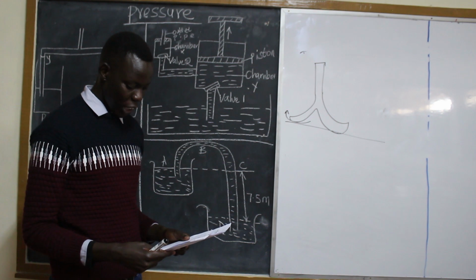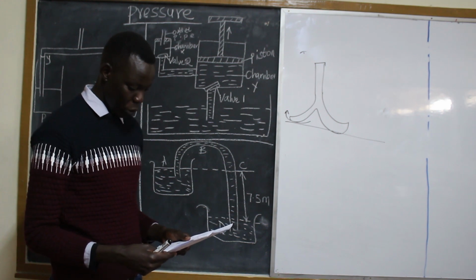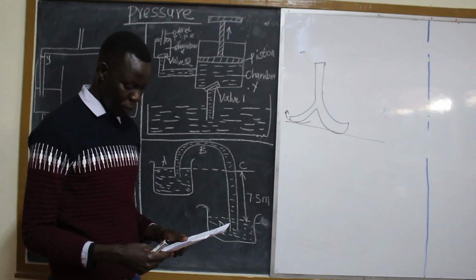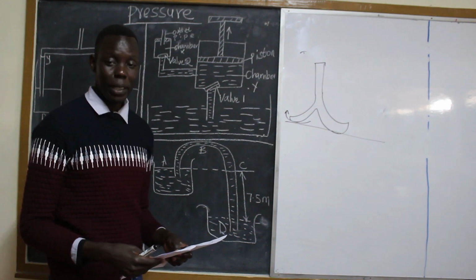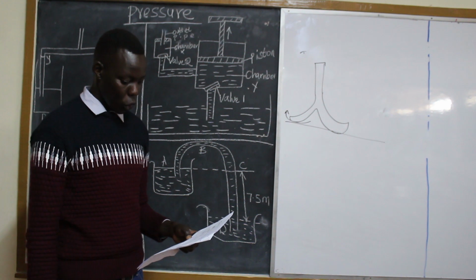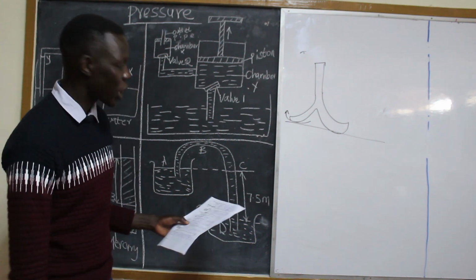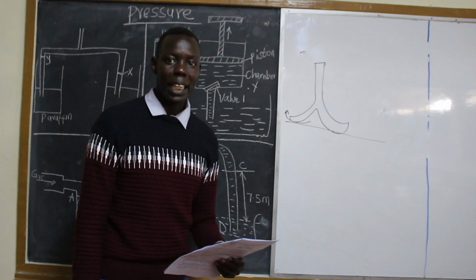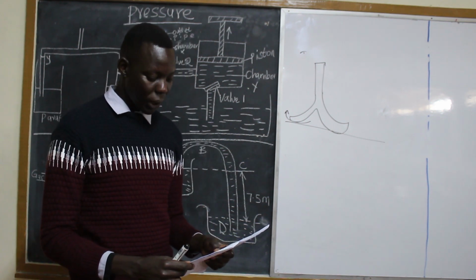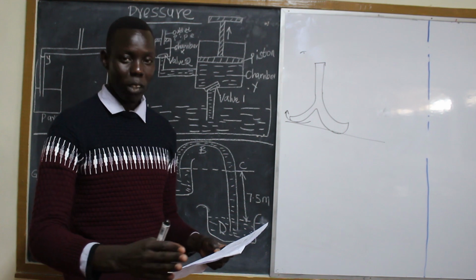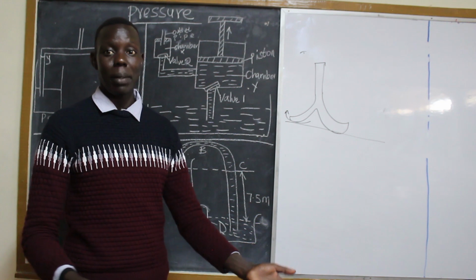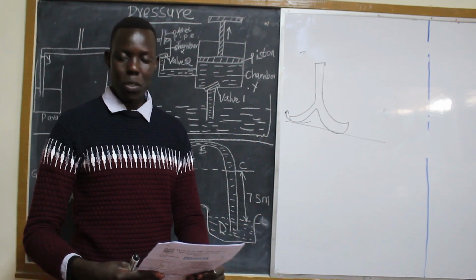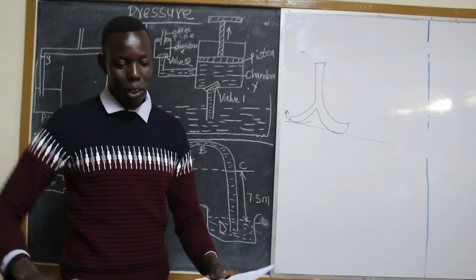We can calculate the atmospheric pressure. Let me check if it is given. Oh, we are given the atmospheric pressure to be 76 centimeters of mercury. So we calculate the atmospheric pressure in terms of pascals. It's going to be 103,360 plus 75,000. You get your answer. Just 103,360 plus 75,000. Mark it for yourself.